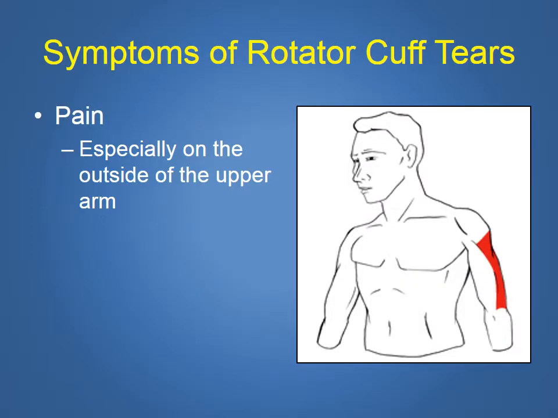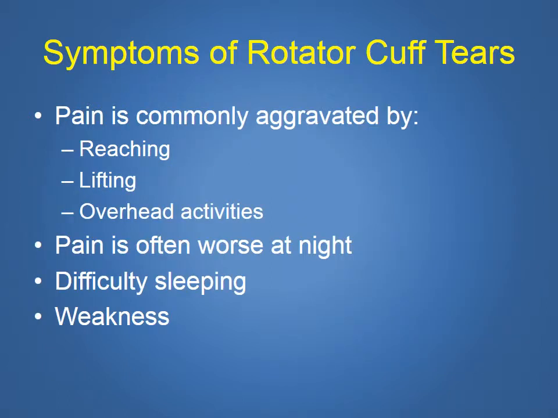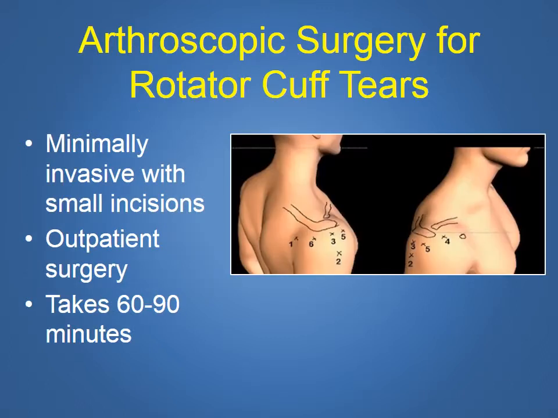Rotator cuff tears typically cause pain on the upper outer aspect of the shoulder and arm, in the area depicted in red in this diagram. This pain is typically aggravated by reaching, lifting, and performing overhead arm activities. This pain is often worse at night, and patients frequently report difficulty sleeping. Some patients may also notice weakness if the rotator cuff tear is large.